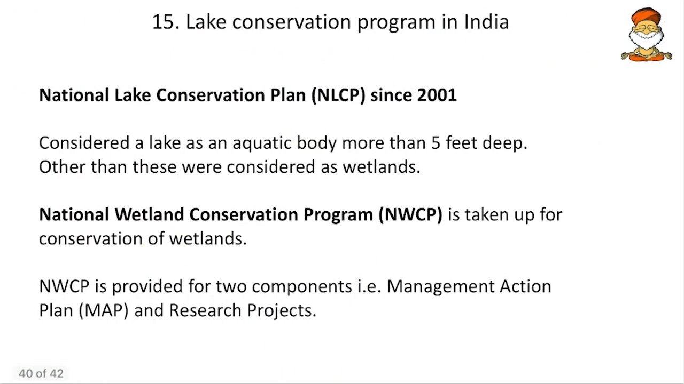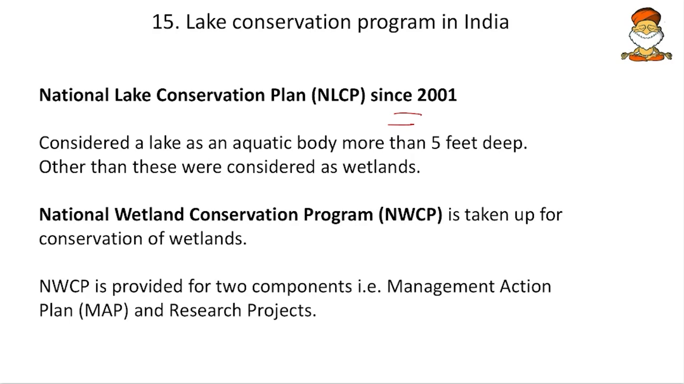And then come to the next, the lake conservation programs in India. Earlier we had the National Lake Conservation Program, since 2001, and this differentiated a lake and a wetland. Whichever wetland has a depth of 5 feet or less is called a wetland. And whichever water body had 5 feet and above depth was called a lake, because lakes have significant depth. And for the wetlands, the National Wetland Conservation Program was taken up.